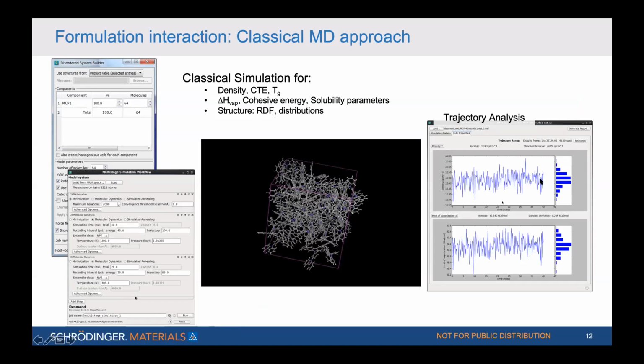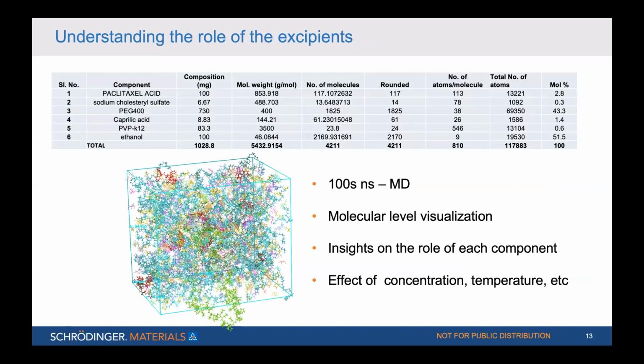From the completely equilibrated system, we can really understand the interactions between the components by calculating the radial distribution function or any other property of interest, hydrogen bonding interactions between different components and stuff like that. Okay, so that's how it is done using computer simulations.